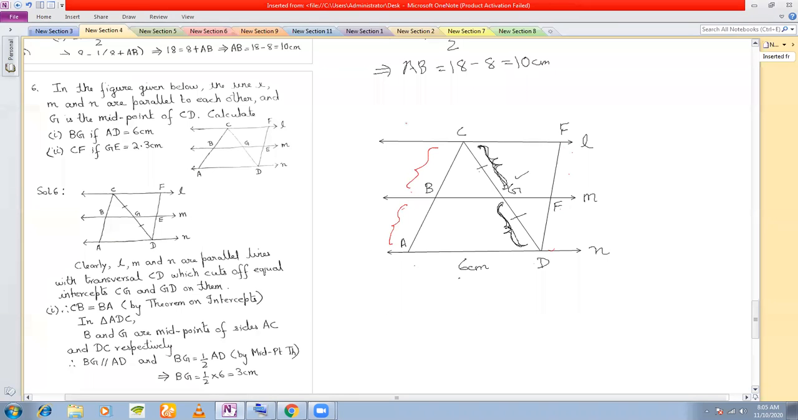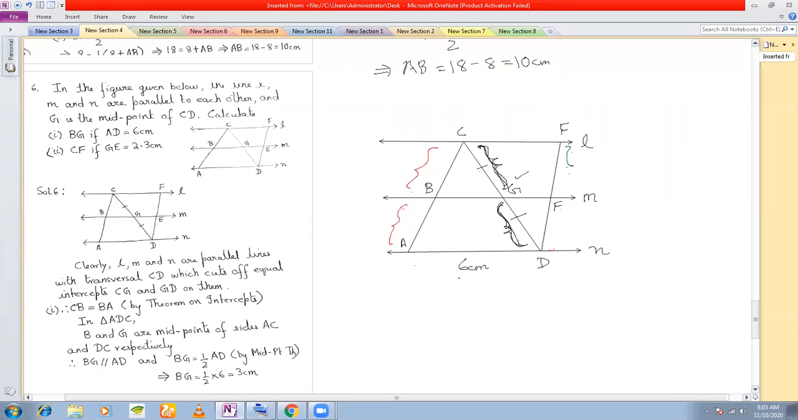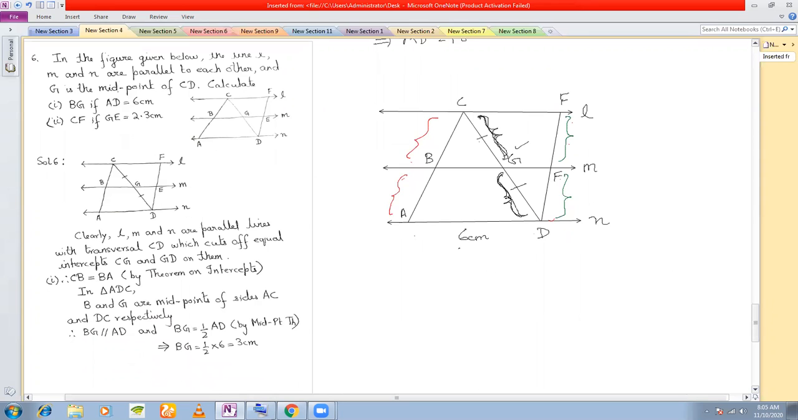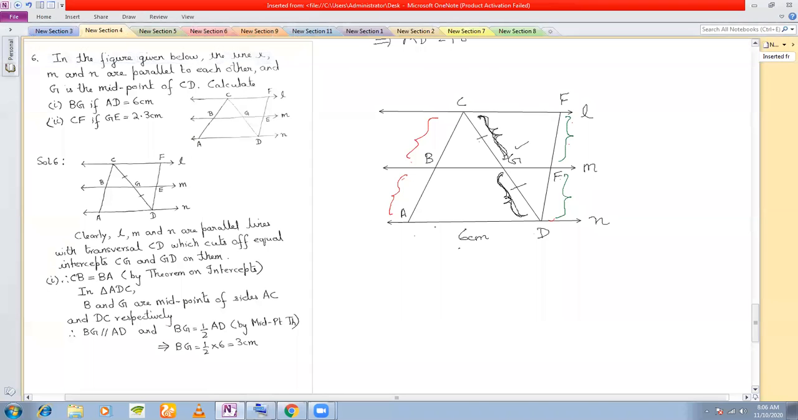Also, you will have this part equal to this part due to the theorem on intercepts, right? So therefore, the question here is: find BG if AD is equal to 6. The first part of the question. See, AD is equal to 6 here.